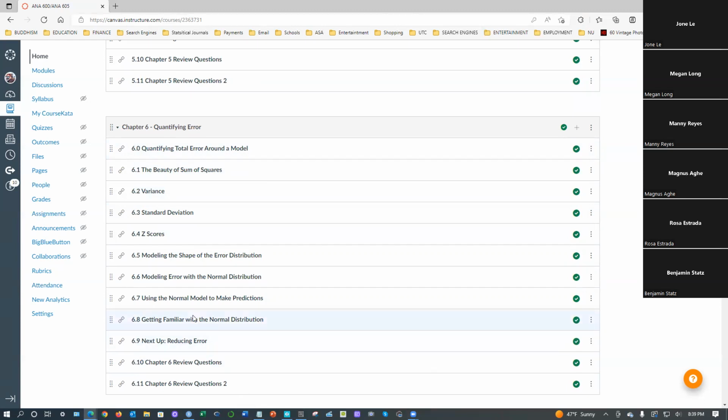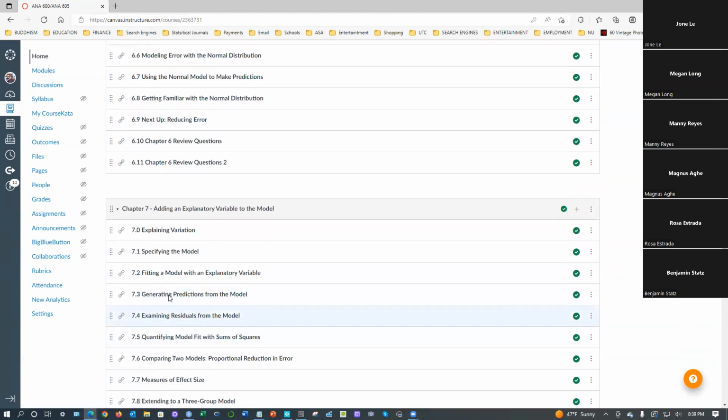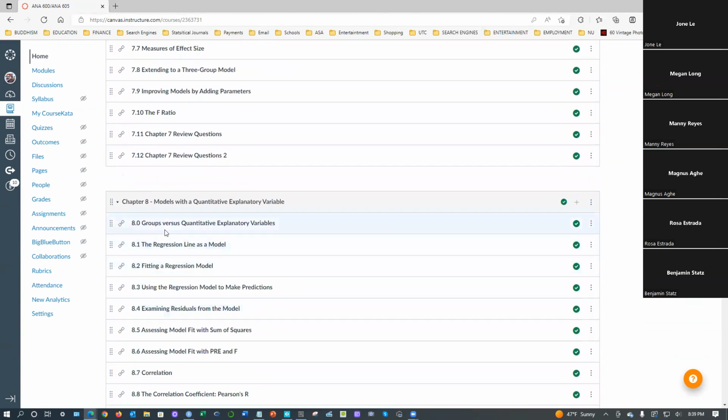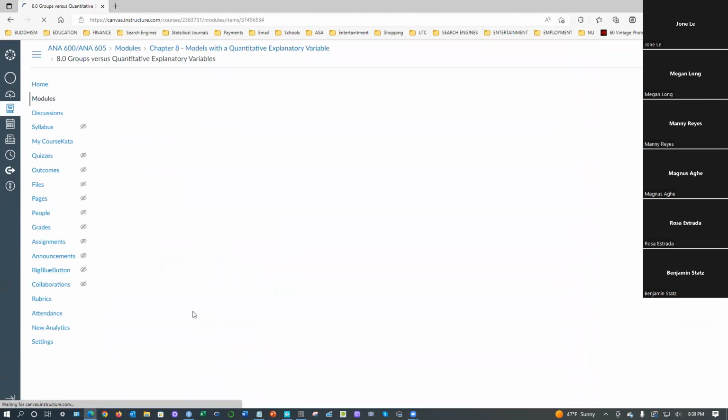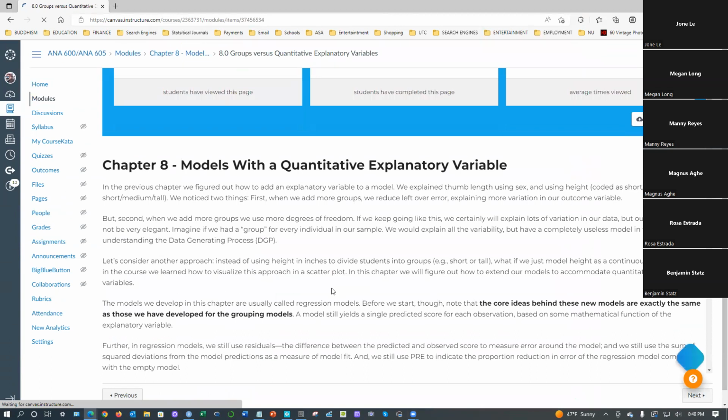Then in chapters 6 and 7, what we did was systematically fit a model with an explanatory variable. We added an explanatory variable X systematically. Now in chapter 8, what are we going to do? We're going to add a quantitative explanatory variable. A model with a quantitative explanatory variable, that's what we are planning to do here.